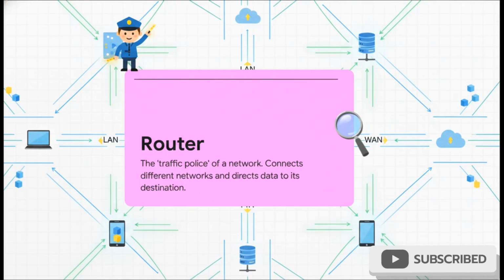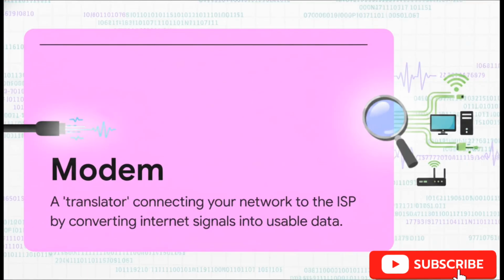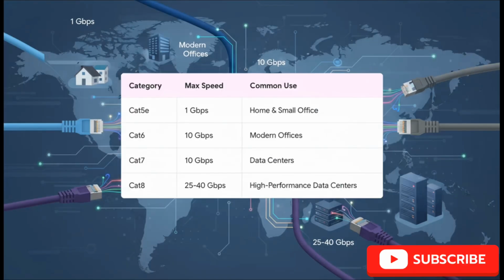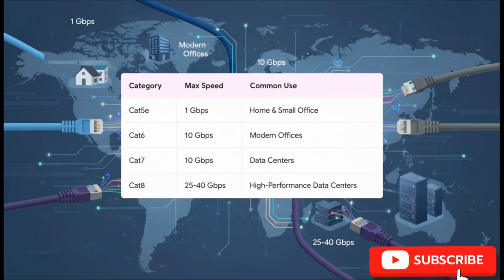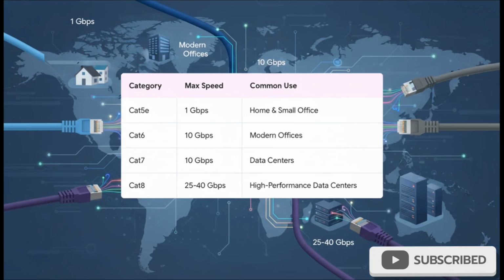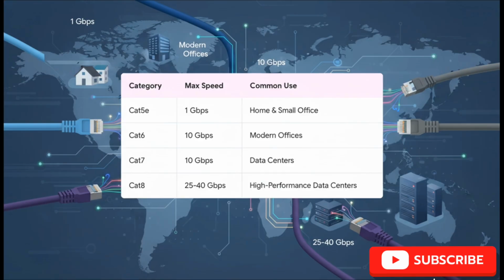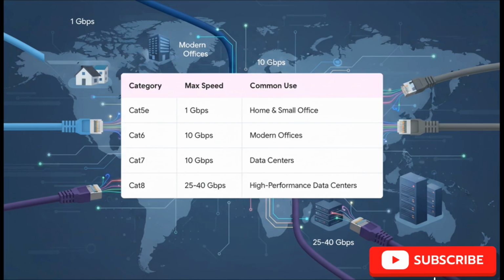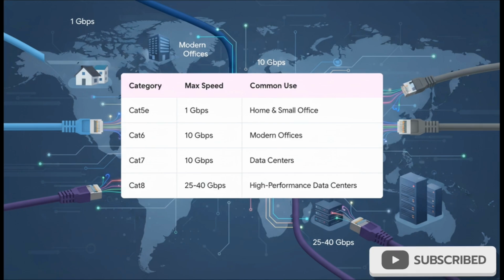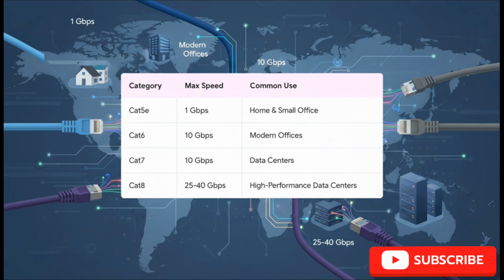And of course, you gotta plug all this stuff together, right? That's where Ethernet cables come in, and believe me, they are not all the same. For most of us at home, a Cat5e cable is going to be totally fine, giving you speeds up to 1 gigabyte. But in a modern office, you'll probably want at least Cat6 for faster performance. And in serious data centers, where speed is king, they're using Cat7 and even Cat8 for absolutely mind-blowing speeds.